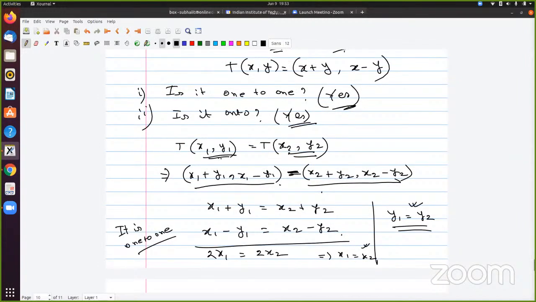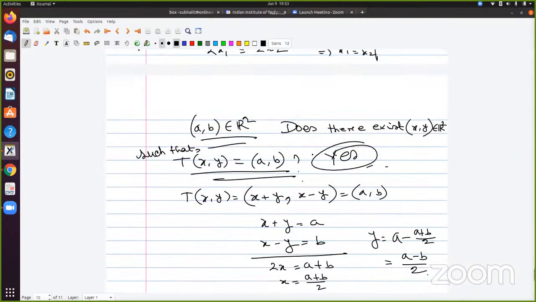Can you state the question for the second one once again, please? Onto once again? So for onto, I have this mapping from R2 to R2: (x, y) goes to (x plus y, x minus y). For checking onto, what do we have to check? Take any element from R2 and check whether there is a pre-image or not. That means take any element (a, b) from R2. Does there exist (x, y) inside R2 such that T of (x, y) equals (a, b)?